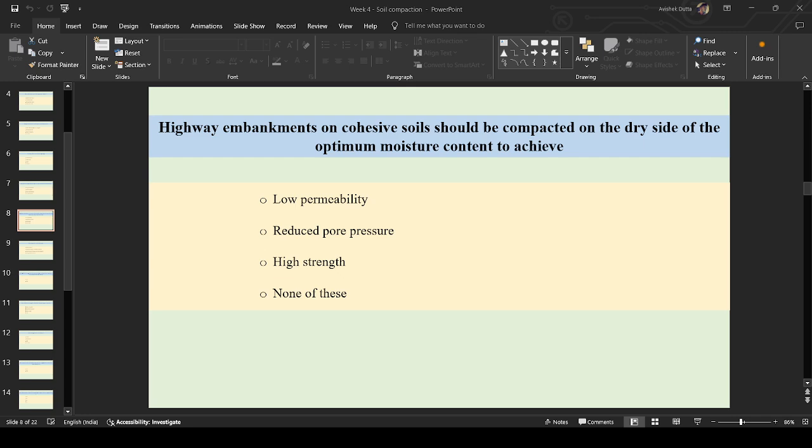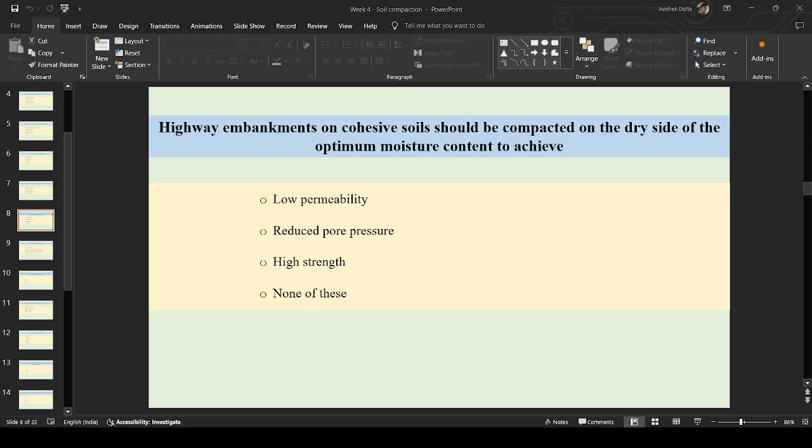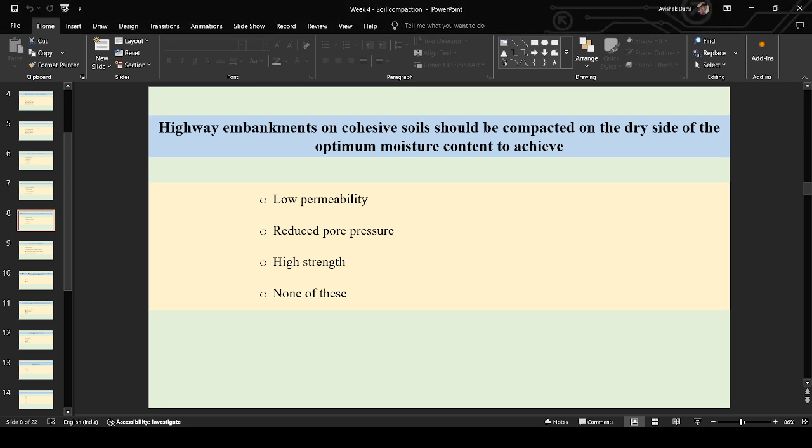Anyway, which question was I on? Okay, this one. I think this is the seventh question. Write down the question. Highway embankments on cohesive soils should be compacted on the dry side of the optimum moisture content to achieve: the first option is low permeability, the second option is reduced pore pressure, the third option is high strength, and the last option is none of these.